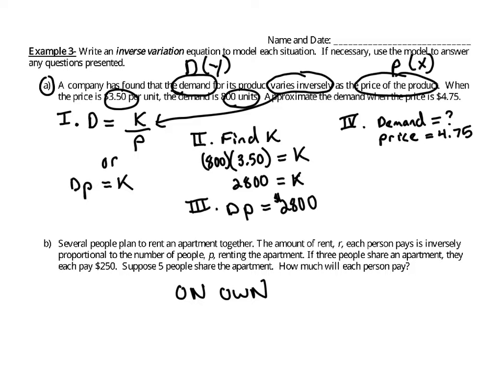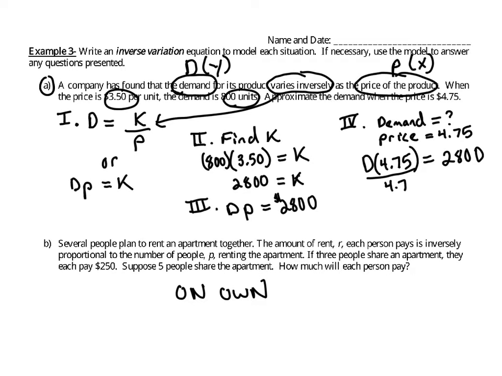So to determine what the demand will be when the price is $4.75, we will substitute that into the equation we wrote in part 3. So I do not know D, the demand, but we do know that the price of the item is going to be $4.75, and we do know that the constant in this problem is 2,800. So now all we have to do is find D.